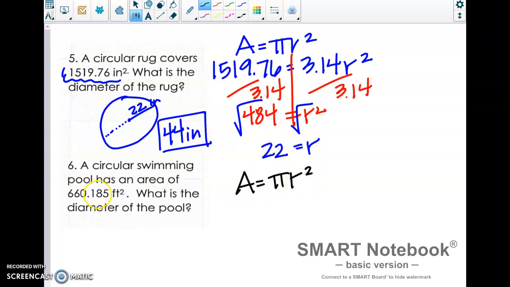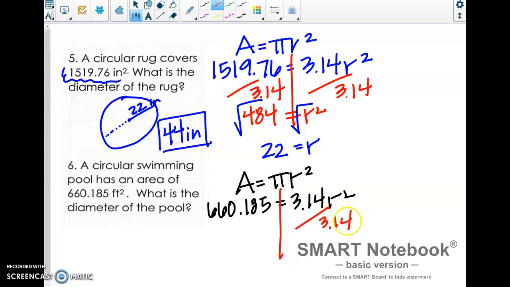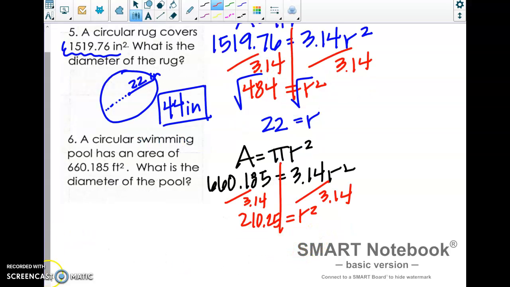So start with the formula. Plug in the numbers that you know. I know the area of the pool. I know pi. I do not know the radius, so I'm going to leave that. To solve for the radius, I'm going to divide by pi. 660.185 divided by pi gives me 210.25 is the radius squared.